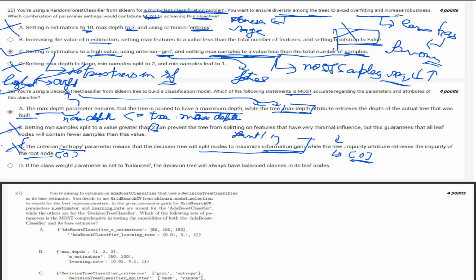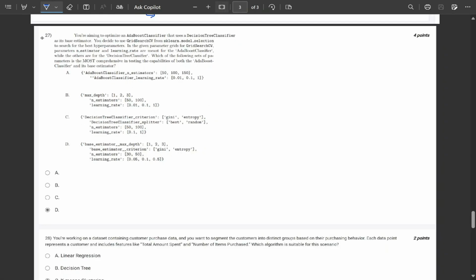If the class fit parameter is set to balance, decision tree will always have balanced cluster in leaf nodes. No, that's totally wrong. It will actually use the same sample method that I showed you in my previous video. Go and watch that, you will understand what I mean. Okay, now the next question is question number 27.